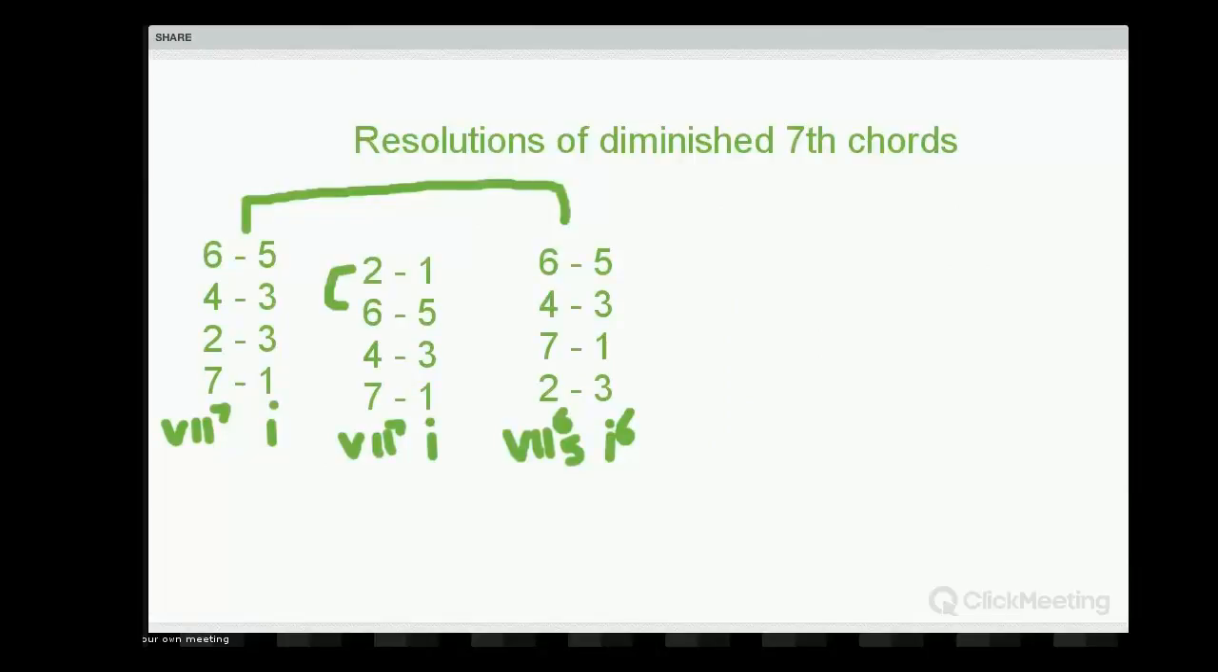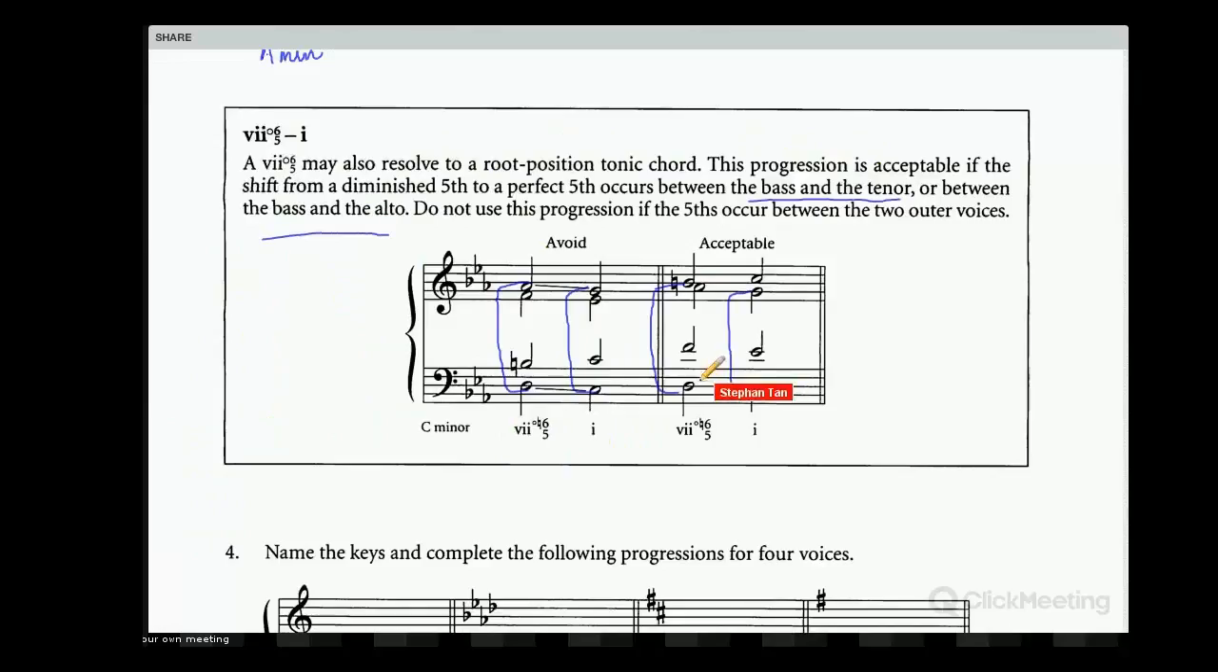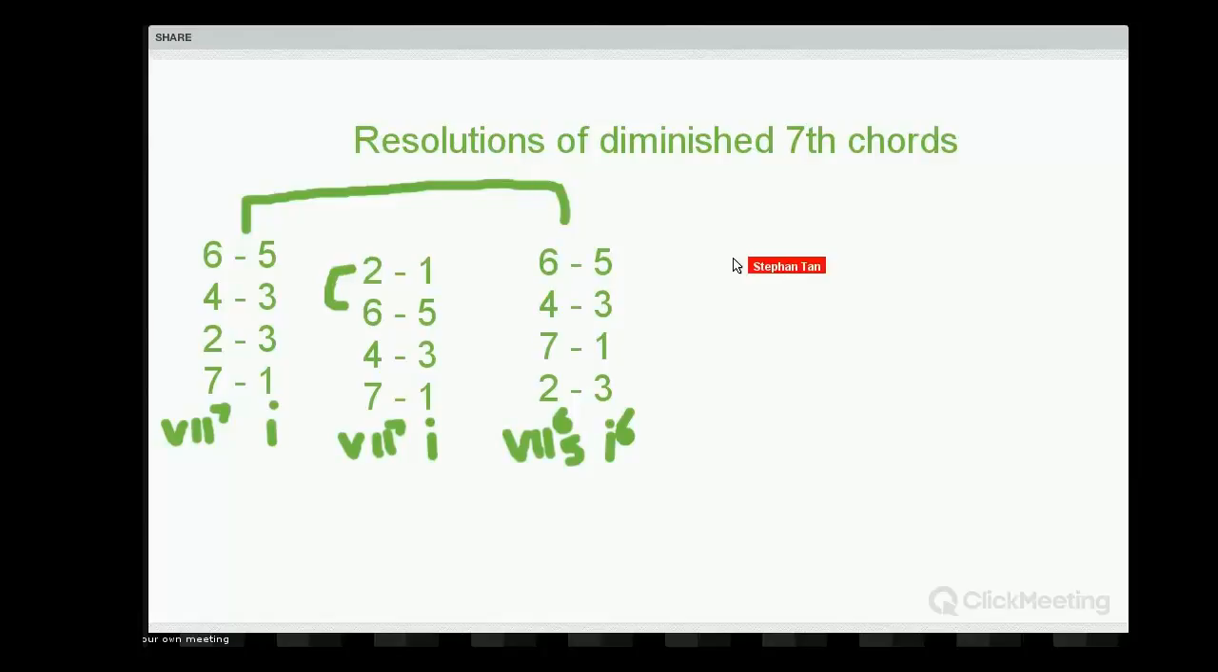So this is the last one I'm going to add to this chart of ours. So we notice that 2 to 1, but the 6th degree cannot be in the soprano. So let's put 4 to 3 here. All right. We'll put 6 to 5 here. We'll put 7 to 1 here. And we'll put 2 to 1 here.